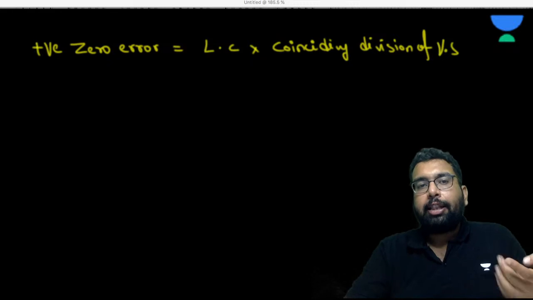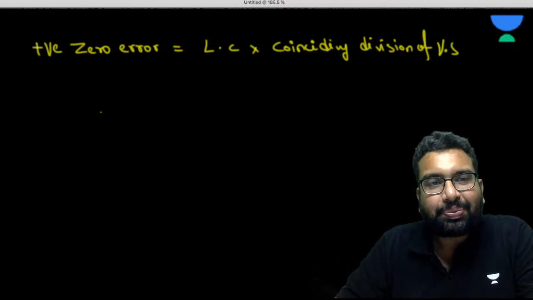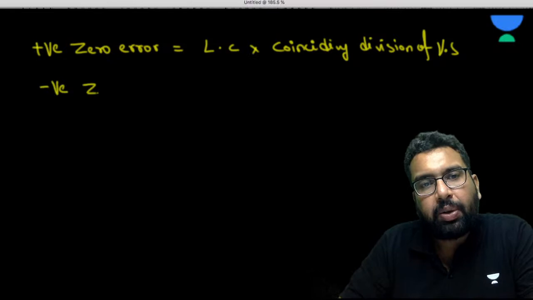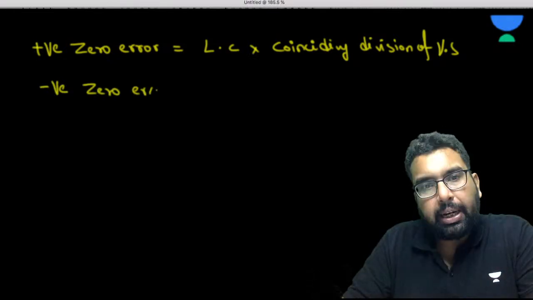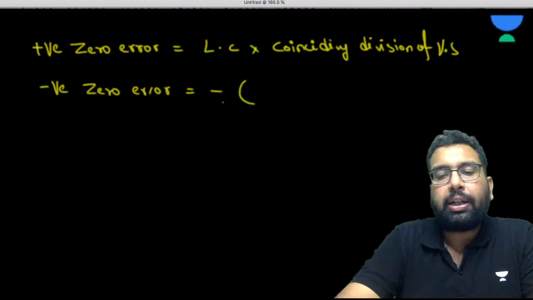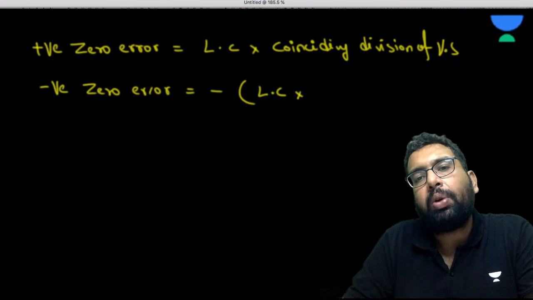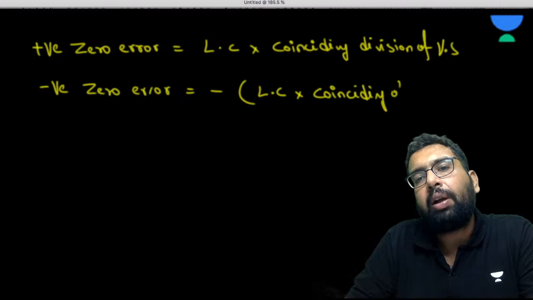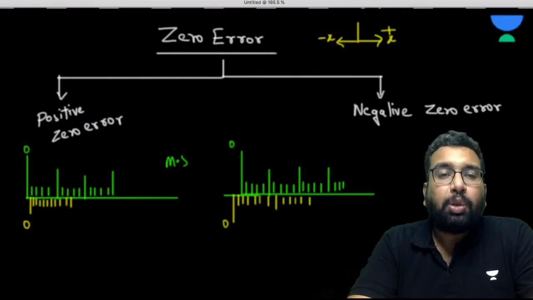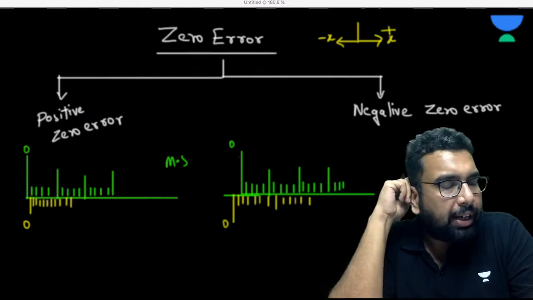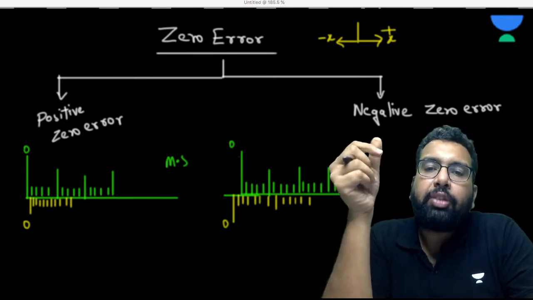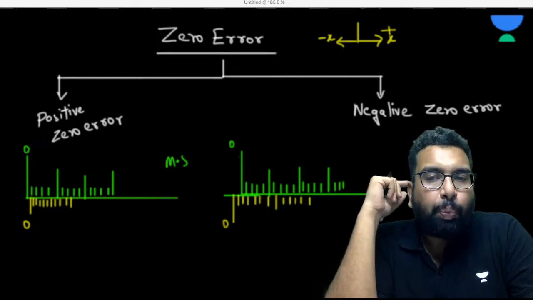Now what is the negative zero error? It is going to be minus of, because the zero is behind now. And the formula remains the same: least count into the coinciding division of the vernier scale. So just think in a way: let's suppose that our vernier caliper has a positive zero error.